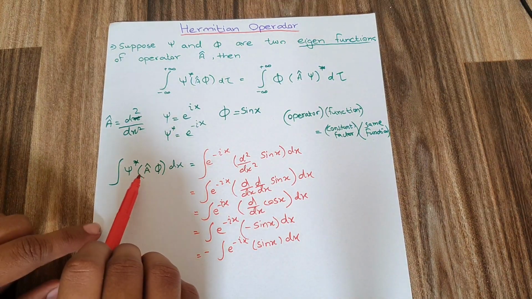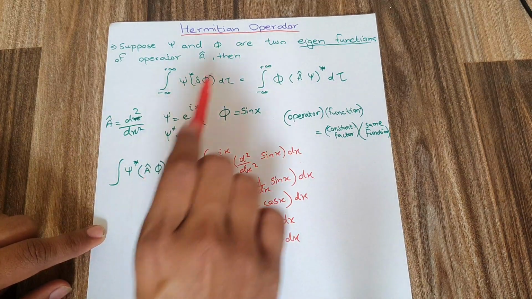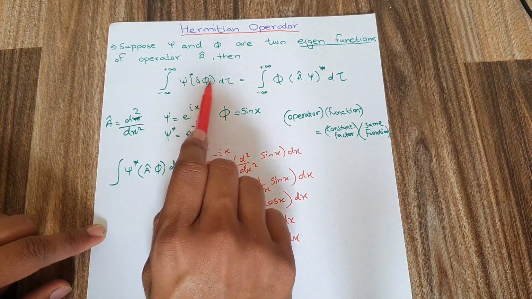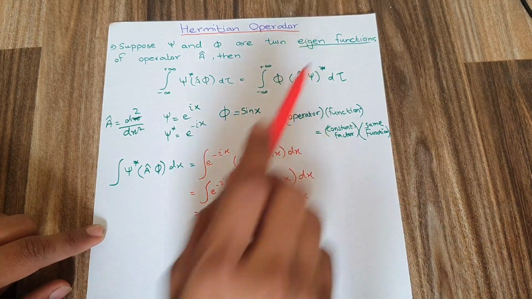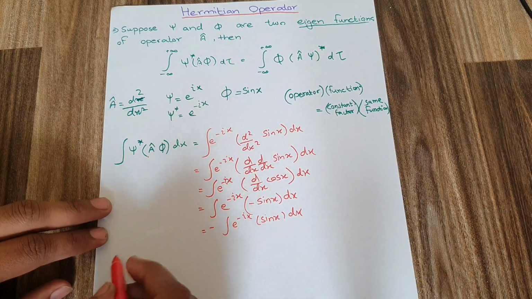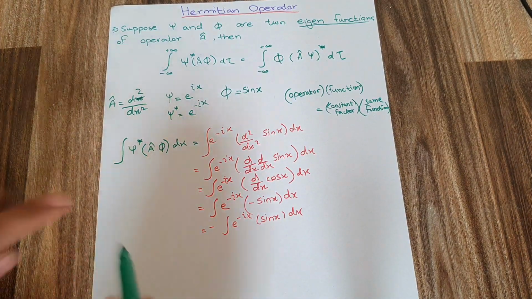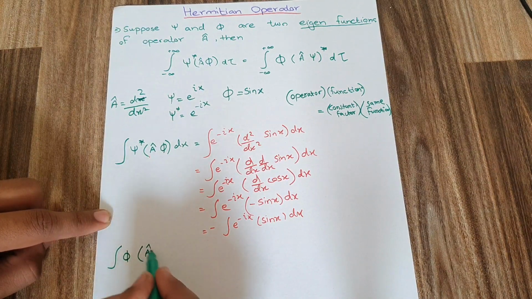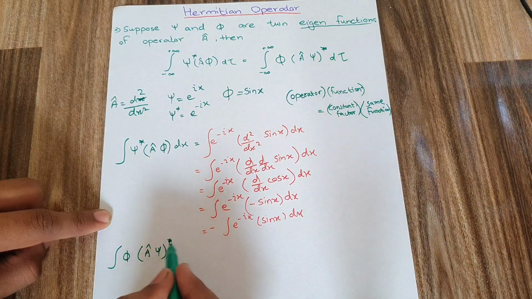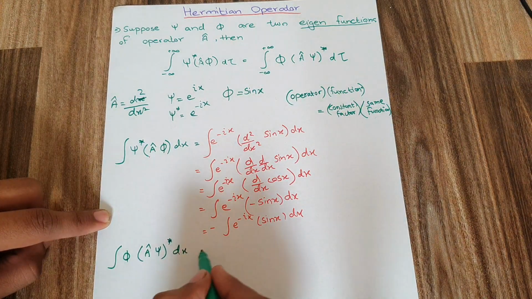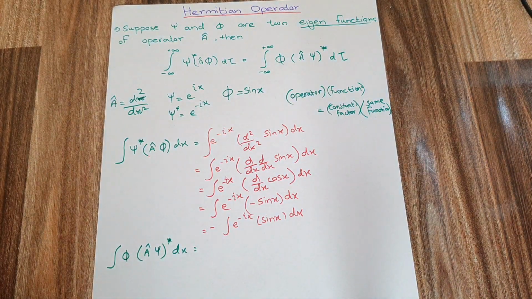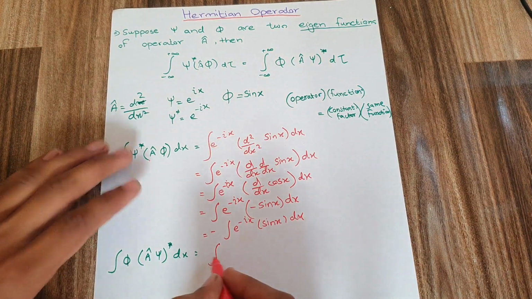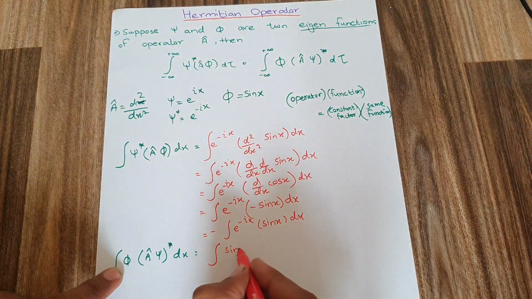Now the operator A is going to be applied on the other function. Since here the operator was applied on phi, now the operator should be applied on psi star. So now the equation will be just like that: phi, with the operator applied on psi star, over the region dx, gives out... So now I'm going to put in the values. The value of phi is sin of x.